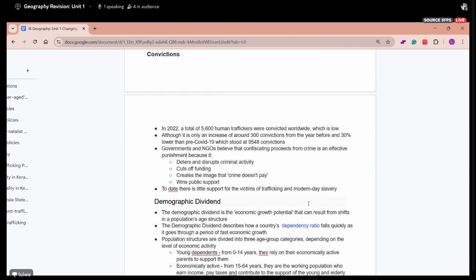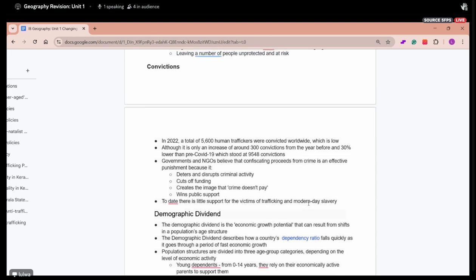Convictions. In 2022, a total of 5,600 human traffickers were convicted worldwide, which is low, although it is an increase of around 300 convictions from the year before, and 30% lower than pre-COVID. Governments and NGOs believe that confiscating proceeds from crime is effective punishment. And to date, however, unfortunately, there is little support for the victims.